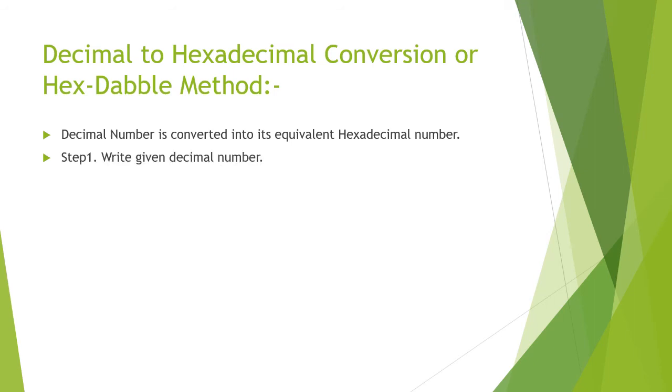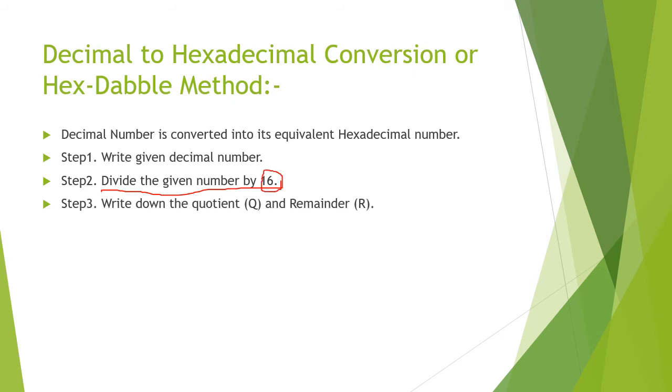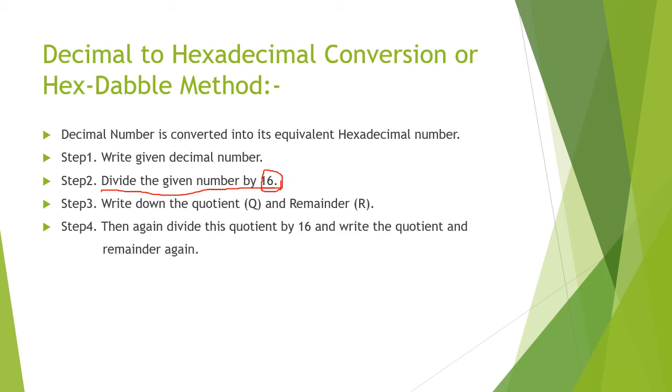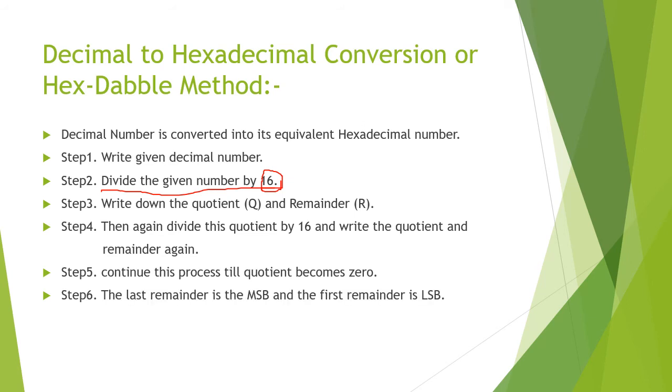First step, write the given decimal number. Now here we have to divide the number by 16 because the radix of hexadecimal is 16. Then write down the quotient. The procedure is similar, but the only difference is that we have to divide the number by 16. In case of binary, we have to divide the number by 2. Again divide the quotient by 16 and write the quotient and remainder again. Continue this process till the quotient becomes 0. The last remainder is the MSB and the first is the LSB, from downwards to upwards.